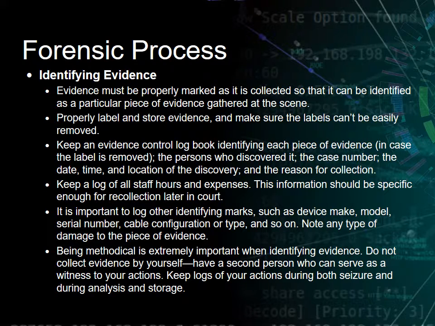Evidence must be properly marked as it is collected so it can be identified as a particular piece of evidence gathered at the scene. Properly label and store evidence, and make sure that the labels cannot be easily removed. Keep an evidence control logbook identifying each piece of evidence in case the label is removed, the persons who discovered it, the case number, the date, time, and location of the discovery, and the reason for the collection. Keep a log of all staff hours and expenses. This information should be specific enough for recollecting later in court.